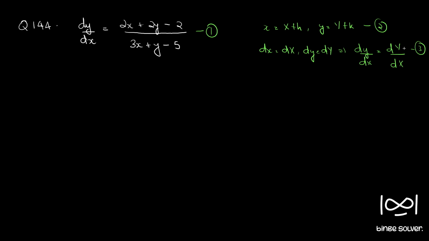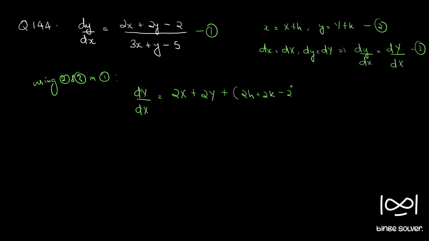Now using 2 and 3 in 1, we have d capital Y by d capital X is equal to (2 capital X + 2 capital Y + 2h + 2k - 2) by (3 capital X + capital Y + 3h + k - 5), just substituting x for capital X plus h and y for capital Y plus k. Let's call this equation 4.